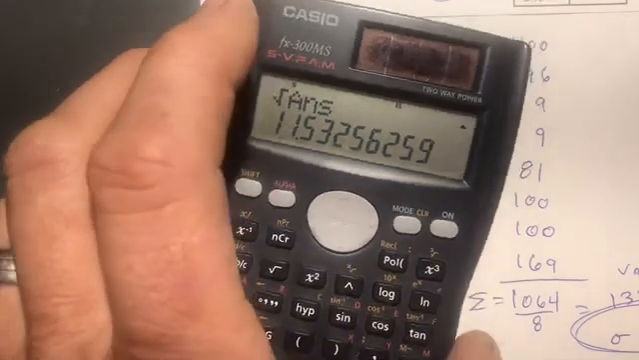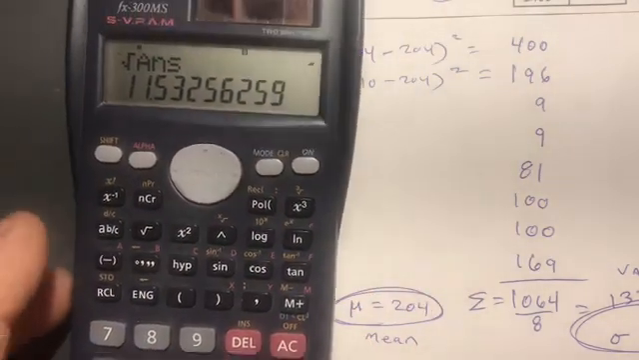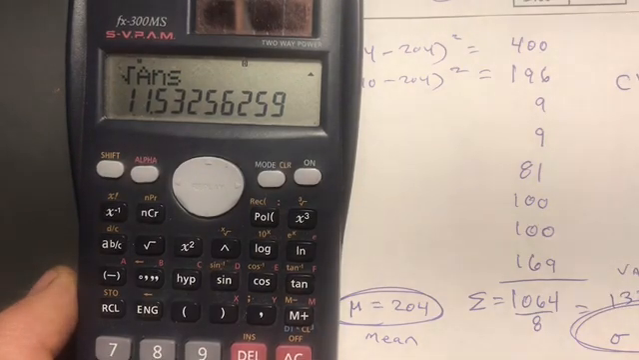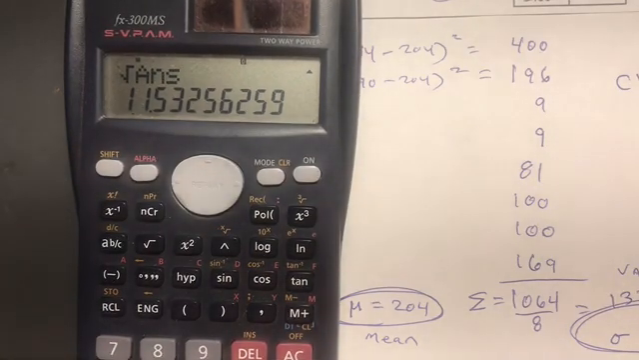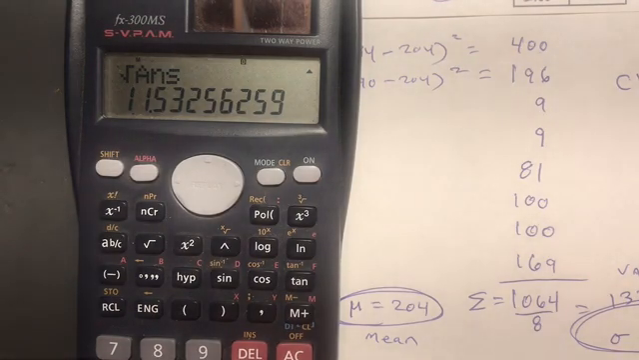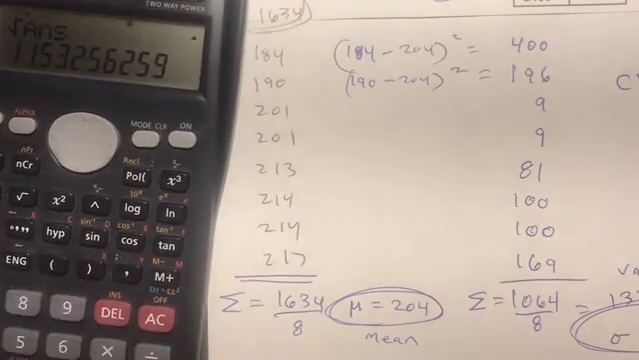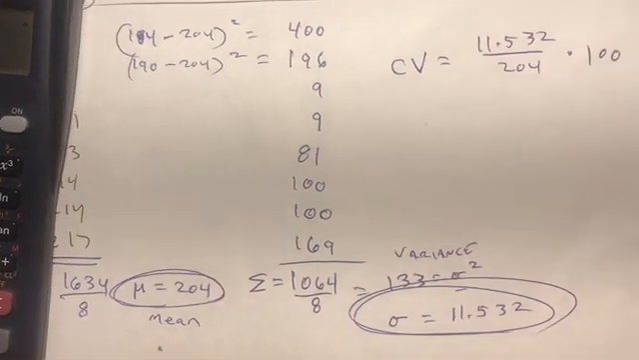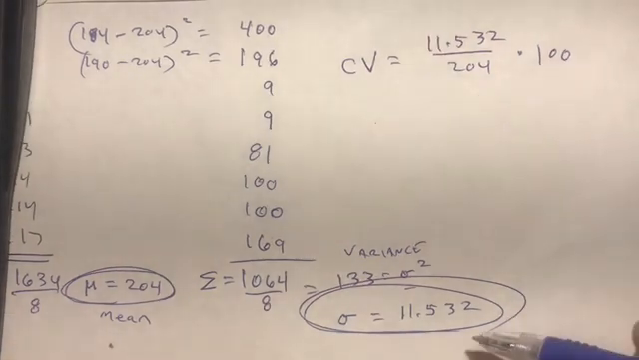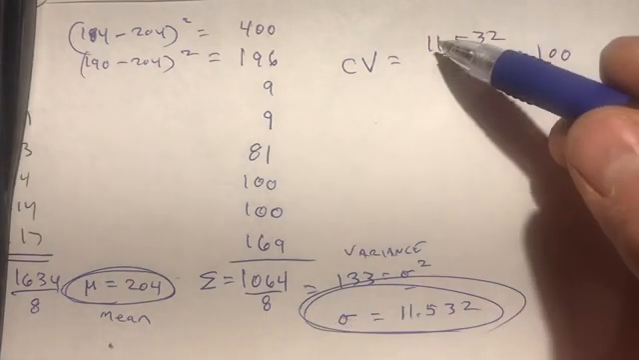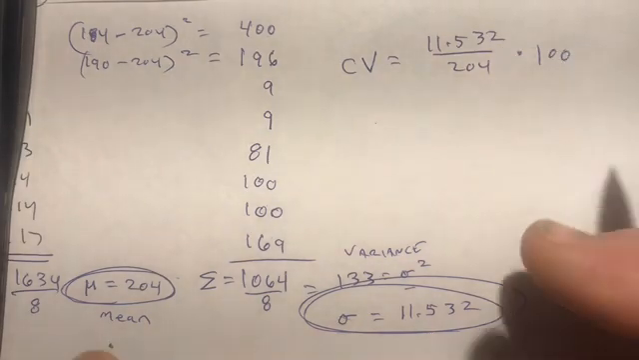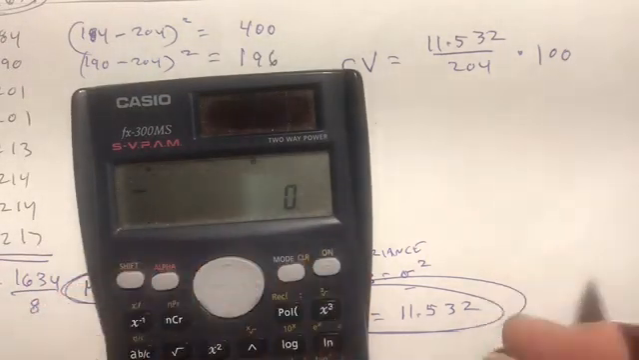All right. So now my CV is going to be my 11.532 divided by my 204, and times it by 100. Okay, so again, once I find these two things, I do my standard deviation divided by my mean, times it by 100. All right, let's type that in and see what we get here.